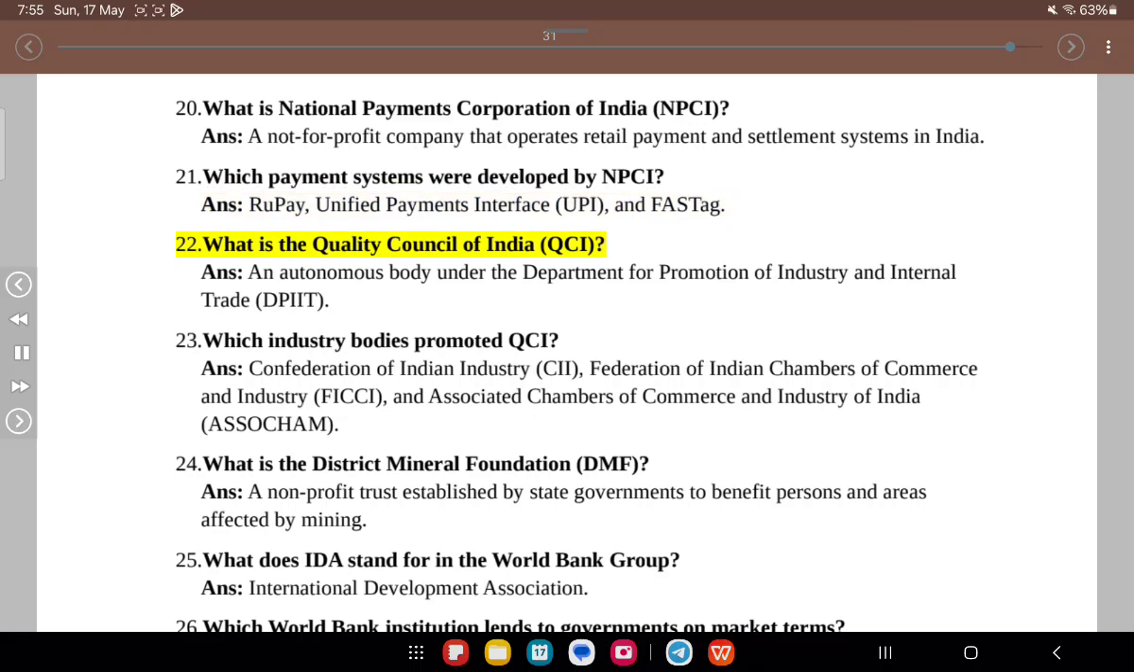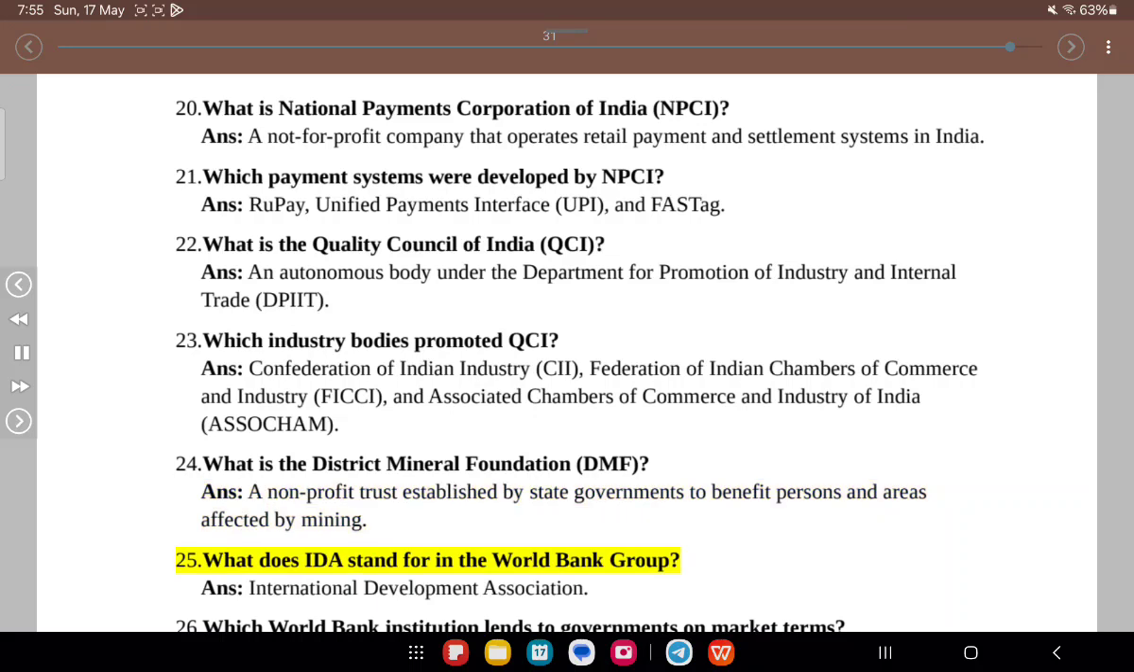22. What is the Quality Council of India (QCI)? Ans. An autonomous body under the Department for Promotion of Industry and Internal Trade (DPIIT). 23. Which industry bodies promoted QCI? Ans. Confederation of Indian Industry (CII), Federation of Indian Chambers of Commerce and Industry (FICCI), and Associated Chambers of Commerce and Industry of India, Assocham. 24. What is the District Mineral Foundation, DMF? Ans. A non-profit trust established by state governments to benefit persons and areas affected by mining.